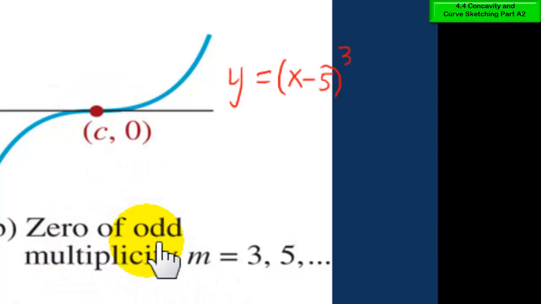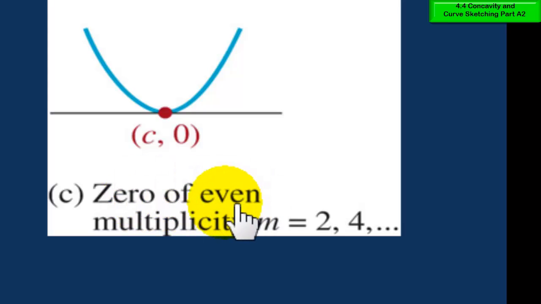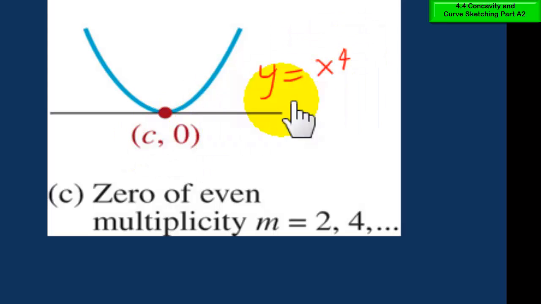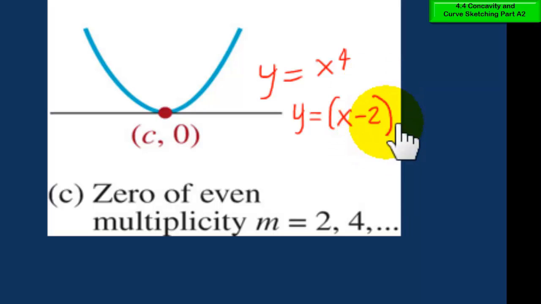And then if the zero of a function has even multiplicity, say y is equal to x to the 4th, here your C is 0. Say y is equal to x minus 2 raised to the 4th. Then 2 is a zero of multiplicity 4. It's even, and so you have no point of inflection occurring around C.